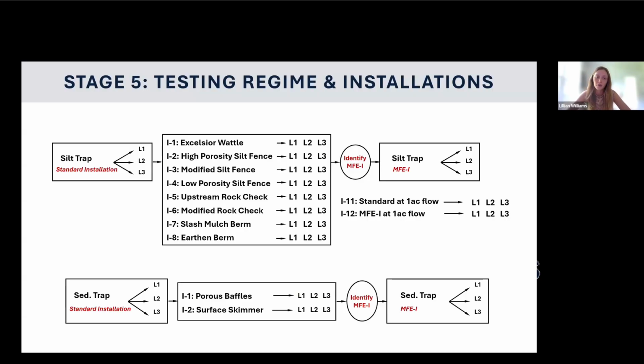And then for the sediment trap, there were really 2 main elements that we wanted to test, and because there were 4 tests instead of 3, we had to limit the number that we did just due to time and resources. So we identified baffles and the surface skimmer as those elements that we wanted to try.